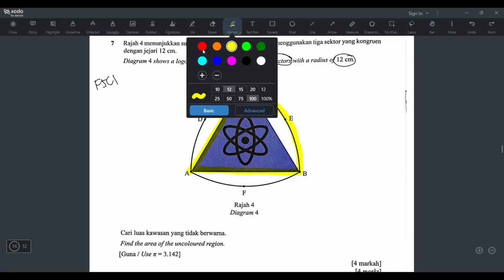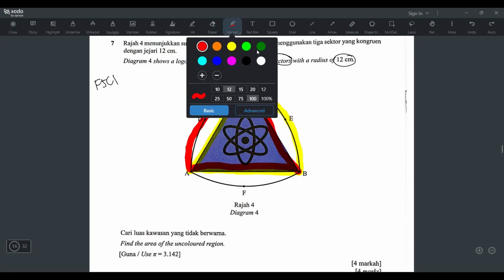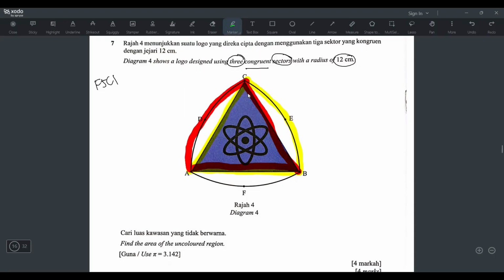Okay, where's the second sector? Let's use another color to highlight. So I think the other sector is when the center is at B, and the radius will be B to C and B to A, and then the arc will be here lah. Yeah, the arc AC here. And the third sector, let's use another color, green color maybe. So the center will be at C, and this is the radius. C to A, C to B, and then the arc is down here. Okay. So yeah, these three sectors are same size, same shape, because that's what congruent means.